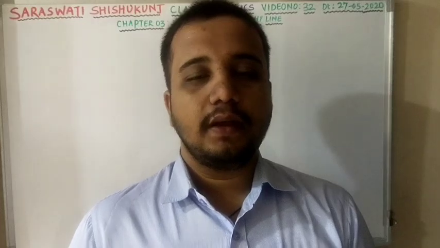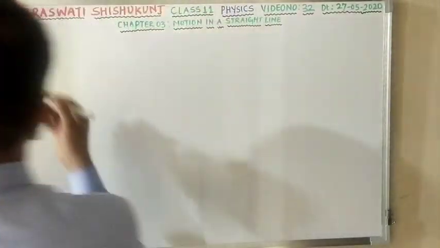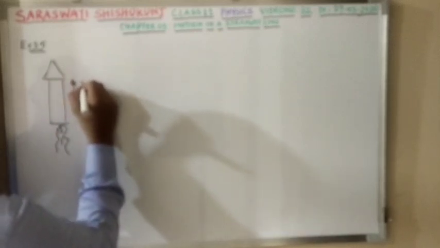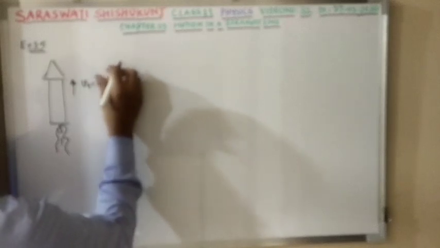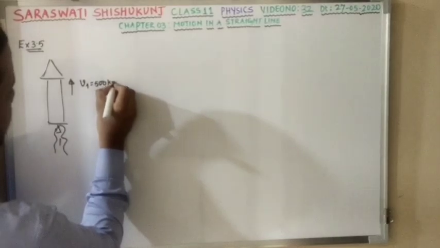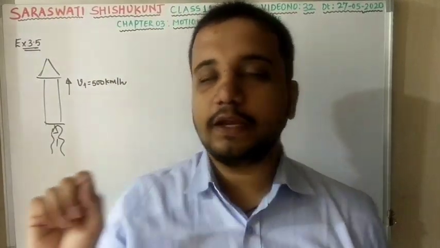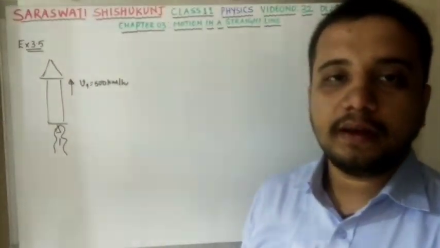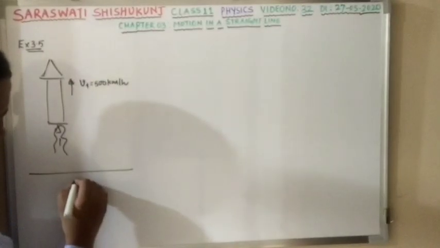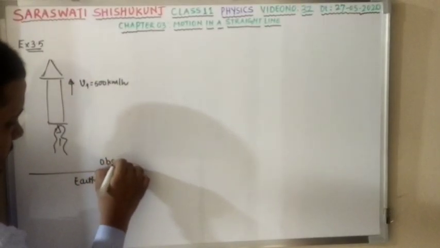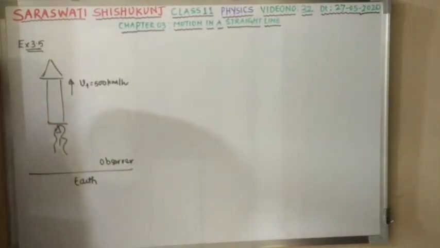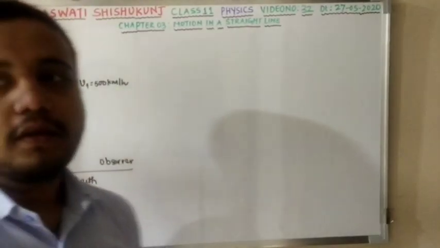In simple language. Here we'll see example number 3.5 in the exercise. A rocket is moving upwards with a speed of 500 kilometers per hour. Here the rocket is moving upwards with the speed of v1, that is 500 kilometers per hour. We know that this is the surface of the earth, where the observer is observing this rocket.